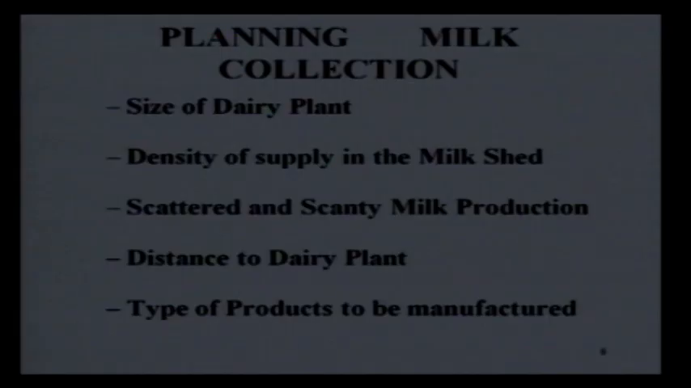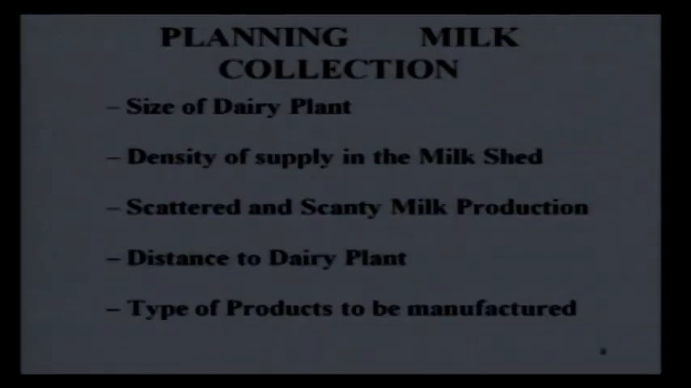Then when we plan for the collection, what we have to see is the size of the dairy plant. Ultimately, how much of the dairy size is our target. If the dairy plant size is very big, then the collection network will also be very big. The next point is density of supply in the milk shed. Now in the milk shed, what is the density? If it is too dense, then the organization structure of collection will be different. If it is too spread out, then the organization structure will be different.